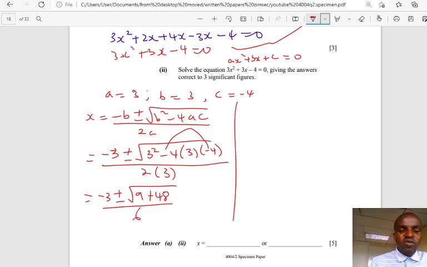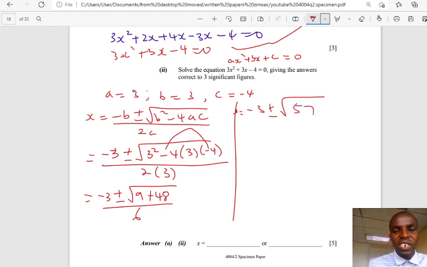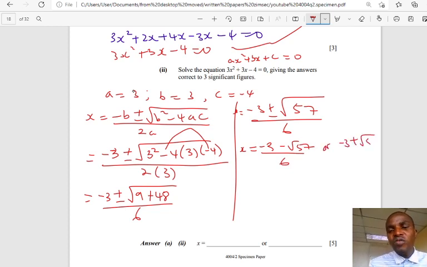Then let's move to this side. It will be minus 3, x is equal to minus 3, plus or minus the square root of 48 plus 9, it will be 57. It will be 57, then over 6. Then you say x is equal to minus 3 minus root 57 over 6, or minus 3 plus root of 57 over 6. Then you punch in your calculator, you get the values.